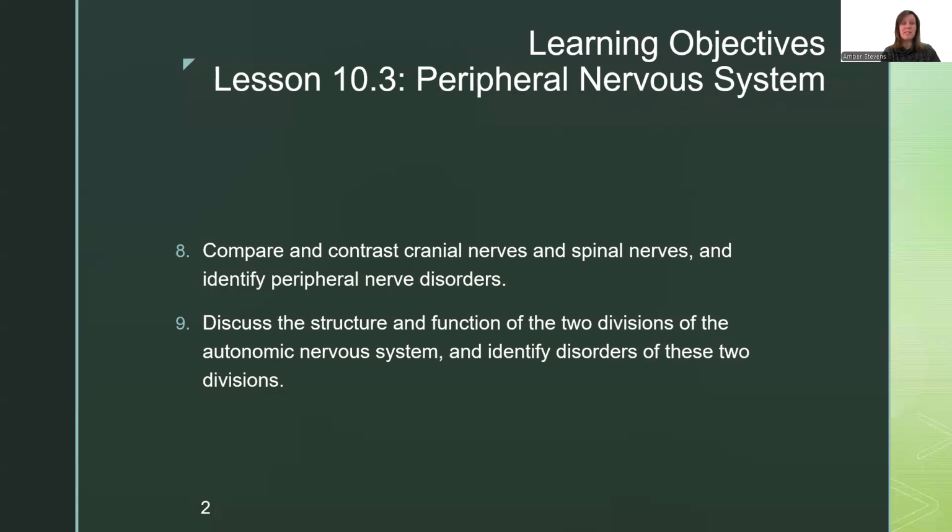So in this lesson, we're going to compare cranial nerves and spinal nerves and learn about the peripheral nervous disorders. We're going to discuss two divisions of the autonomic nervous system, the sympathetic and parasympathetic systems. And we're going to identify common disorders of those autonomic systems.